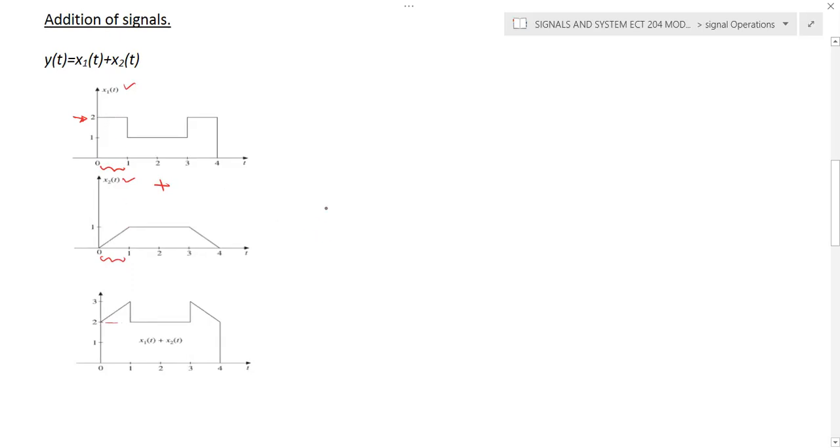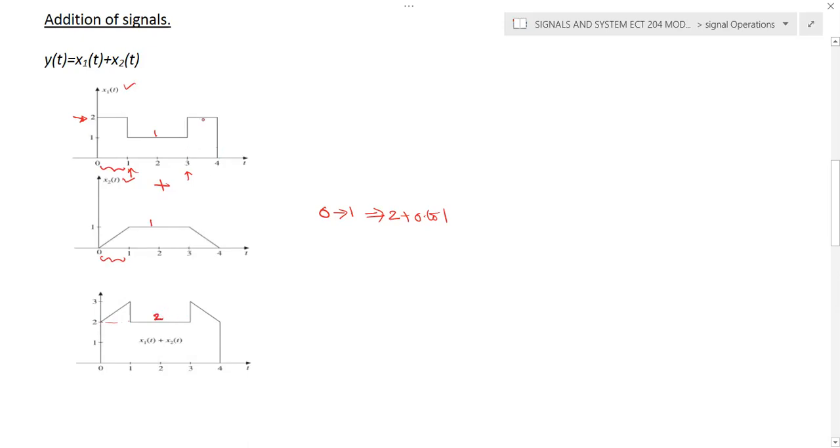So from 0 to 1, the first signal amplitude is 2 and second one is linearly increasing from 0 to 1. So the resultant signal will be like this: 2 to 1. Okay, at this particular point 2 plus 1 you will get 3, when you reach 1. Now from 1 to 3, the signal amplitude is 1 here, and here also signal amplitude is 1. So 1 plus 1 you will get 2 here. Okay, that you can see.